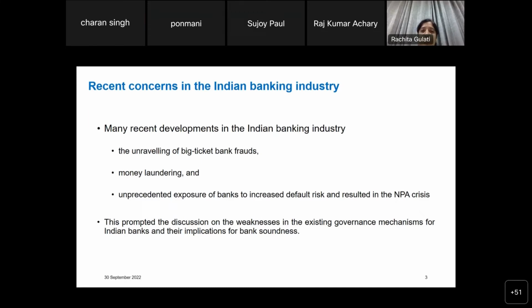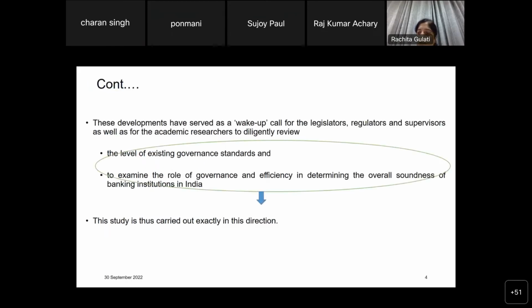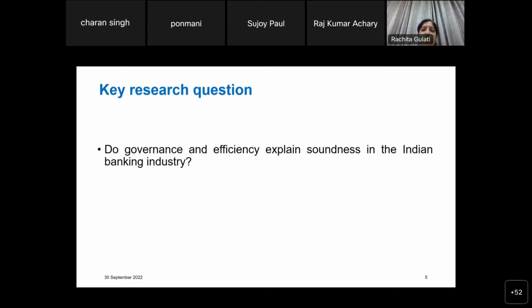These developments have also served as a wake-up call for legislators, regulators, supervisors, as well as academic researchers to diligently review the level of governance standards, how well the banks comply with the existing governance standards, and to examine the role of governance and efficiency in determining the overall soundness of banking institutions. So we have conducted this study in exactly this direction and attempted to address the key research question: do governance and efficiency explain the soundness in the Indian banking industry?